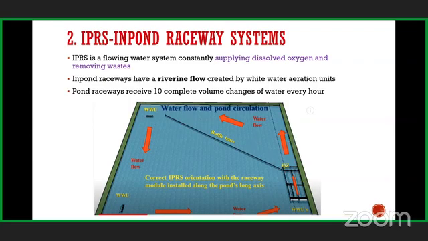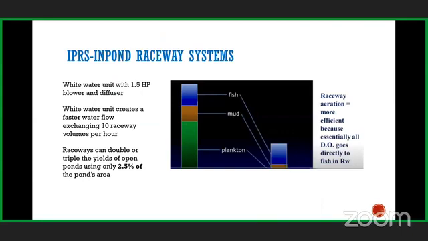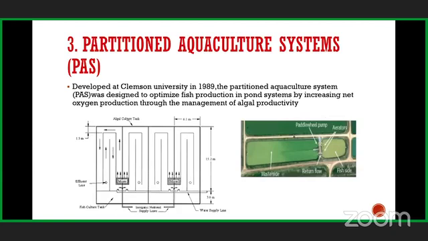By this system we can generate higher dissolved oxygen. As a raceway is a running water system, it will create an additional source of dissolved oxygen in the system. So there are several advantages of this system, like giving 3 times more yield than our regular pond culture. So the third system I have brought here is the partition aquaculture system, where you can see.